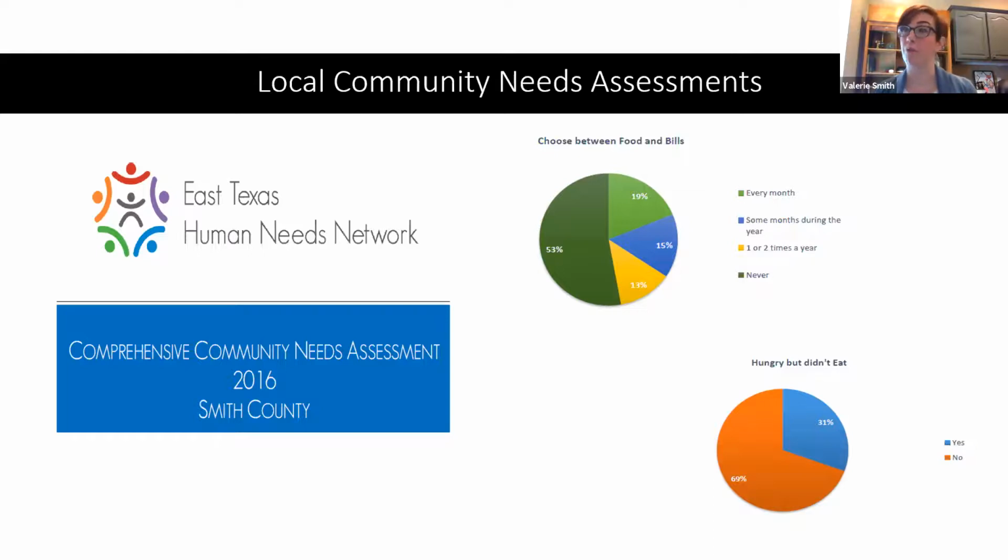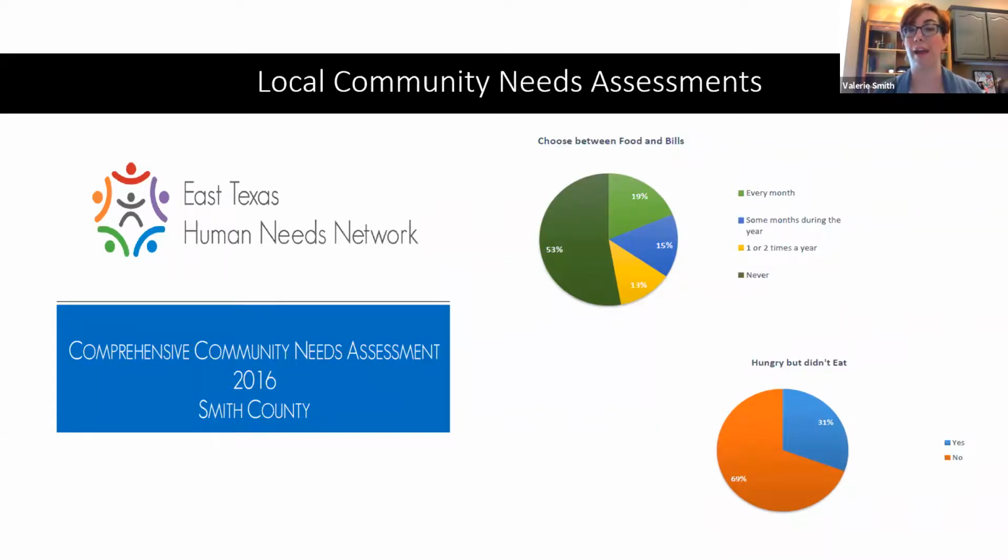And so as we were forming as a coalition in late 2017 and early 2018, we went through their community needs assessment that had a whole host of data. But one of the things we noticed is that there wasn't a lot of information about food or food insecurity there.